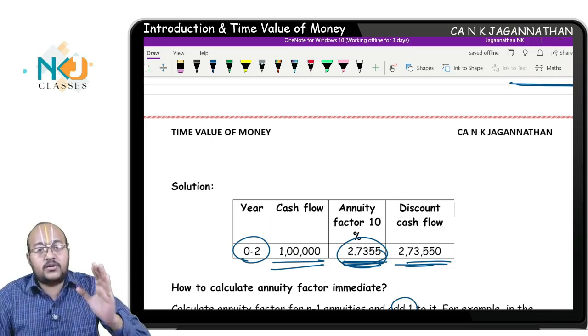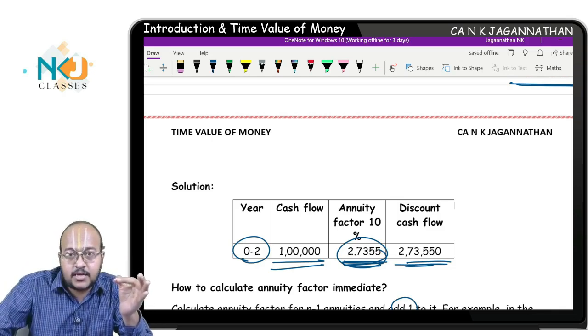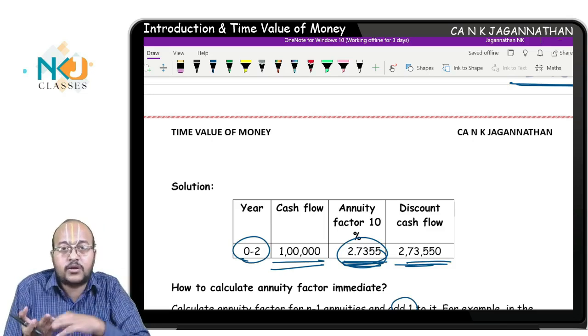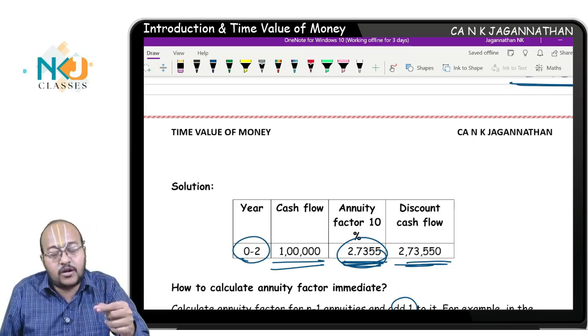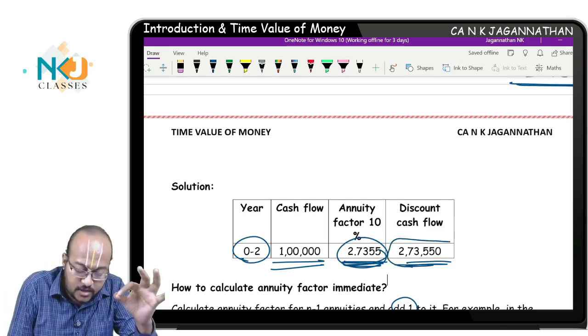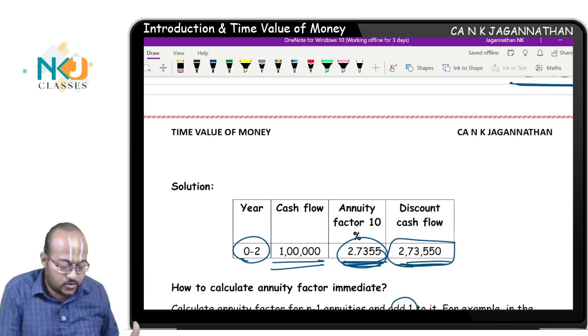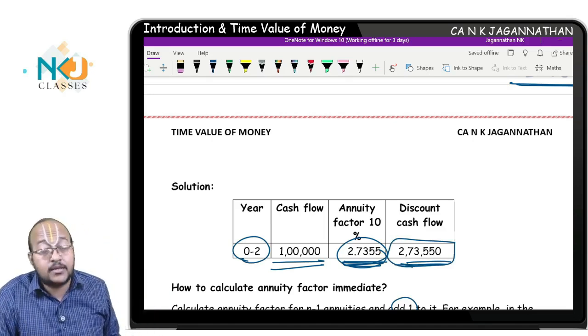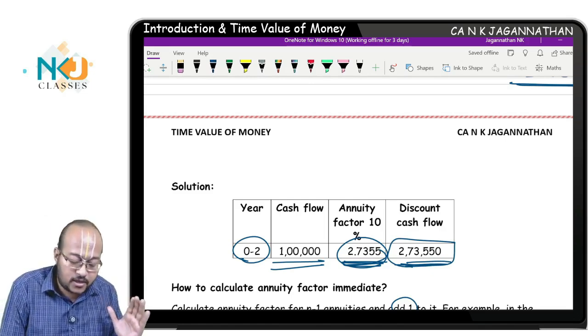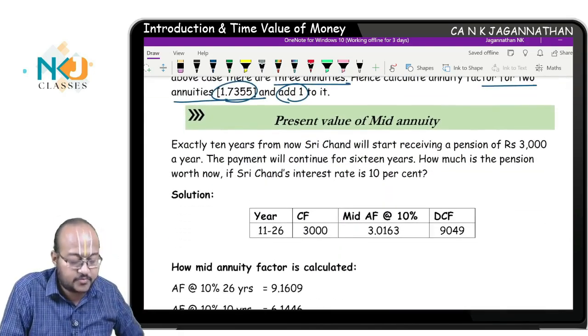If you are receiving 1 lakh rupees 3 times, that is, today you are receiving 1 lakh, after one year you are receiving 1 lakh, after 2 years you are receiving 1 lakh, it is as good as receiving 2,73,550 today itself. The total of the 3 lakhs, if you add it up, will come to 3 lakhs, correct? The value today, if you receive everything, is as good as receiving 2,73,550. This is the understanding.